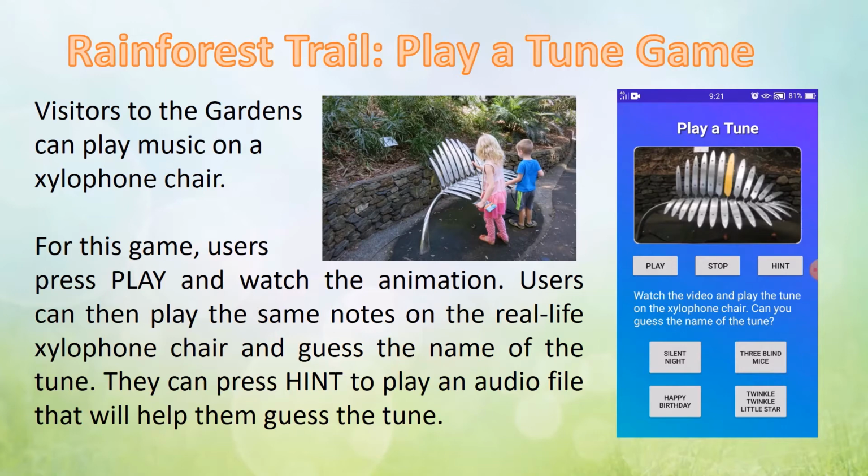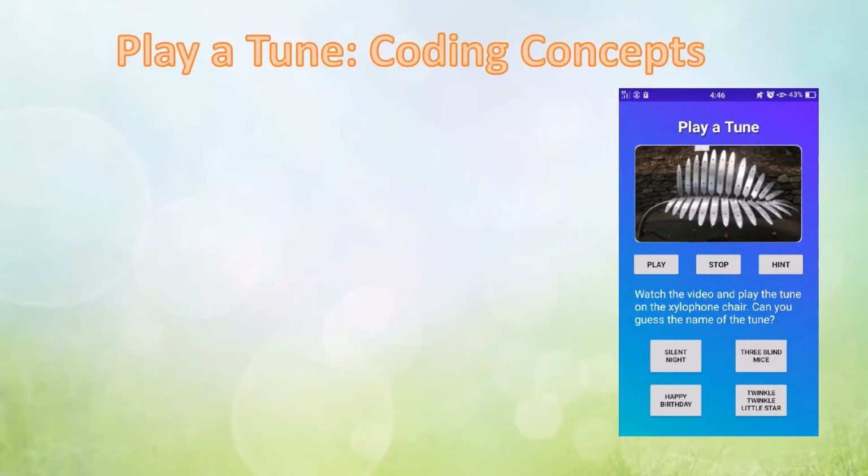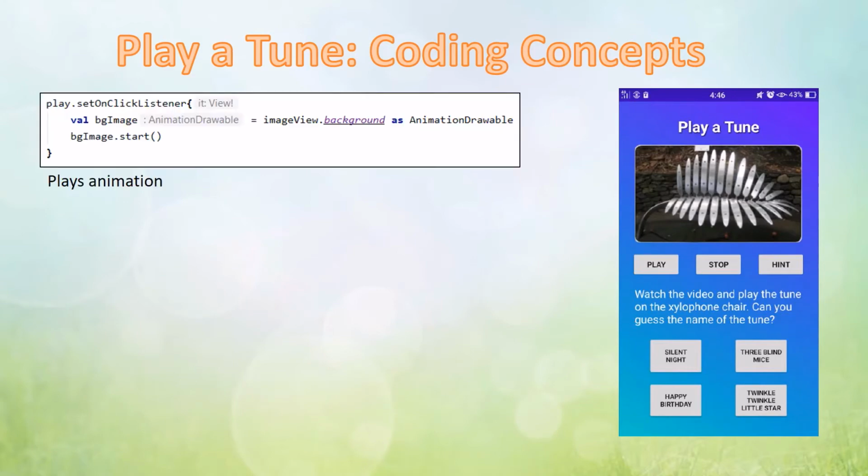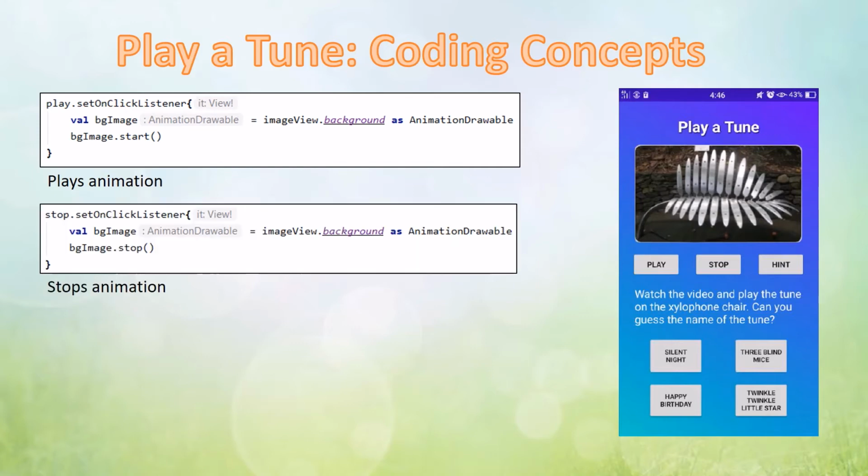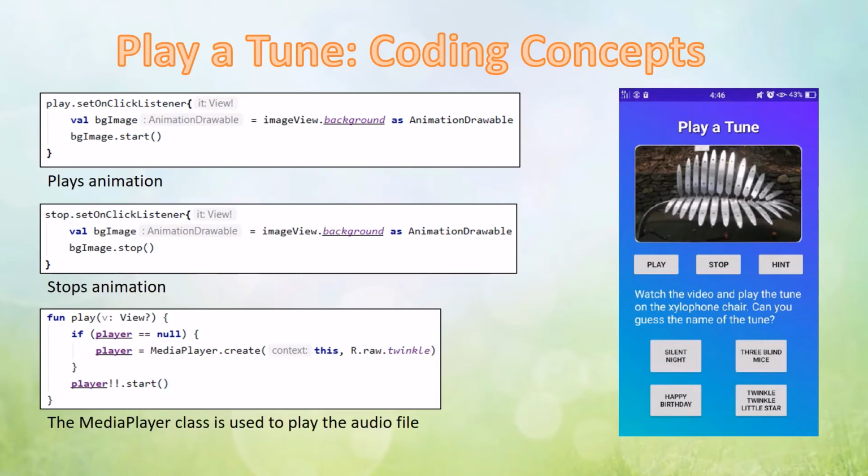If users select the incorrect answer, they will get a try again message and then get a well done message if they select the correct answer. The Play a Tune game relies heavily on the media player class. Firstly, to play the animation, then to stop the animation, as well as to play the audio file.